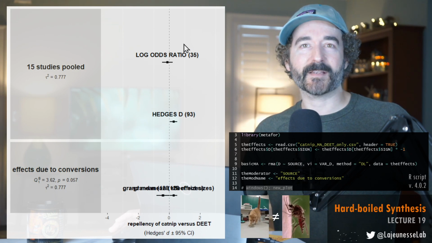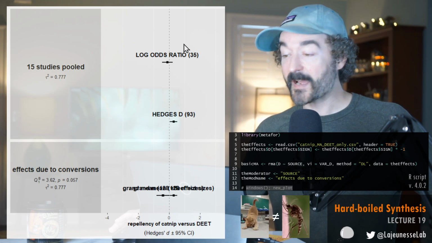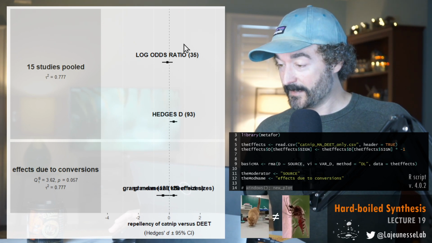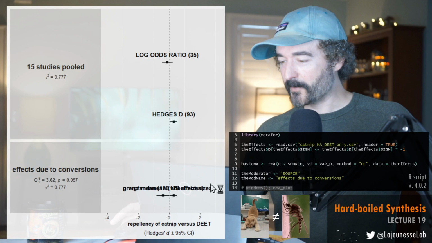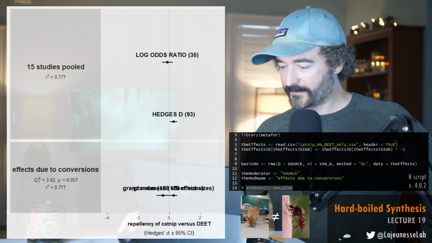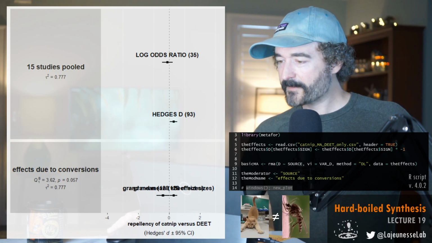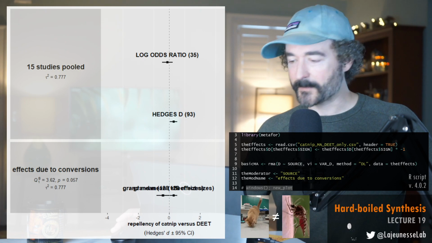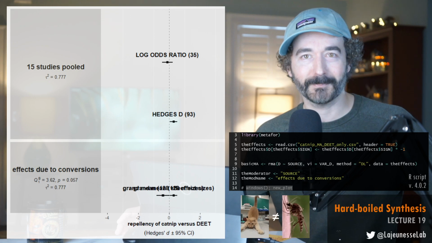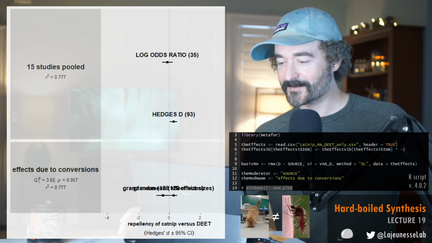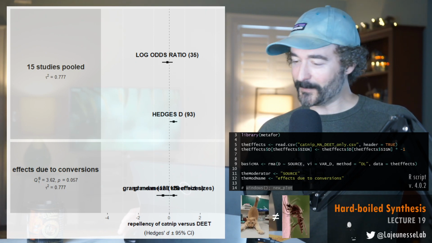So I have 93 effect sizes that were based on Hedges d, which is the original effect sizes that I wanted to extract from the studies, and 35 were based on log odds ratios. There's a lot of mumbo jumbo here, but the idea is to test whether or not the log odds ratio effect size is different from Hedges d, and the answer is no, but not really at a level that I'm totally confident with. They do not significantly differ from one another, but between you and me, there is something funny going on.